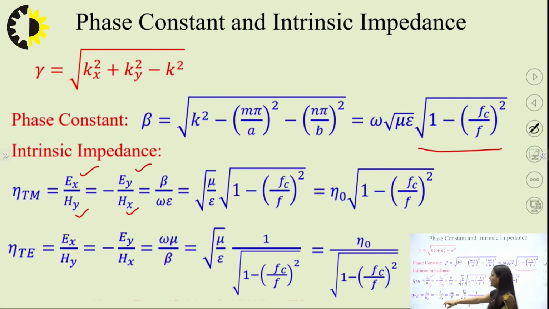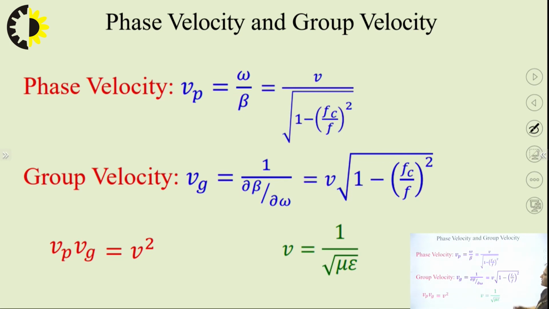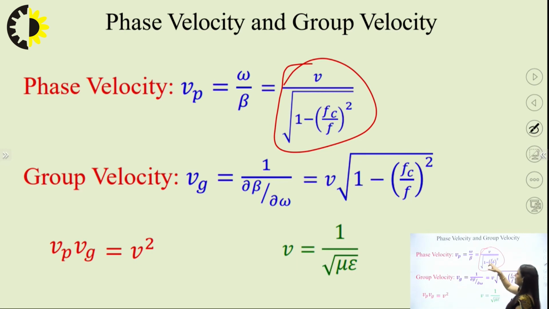This is in the case of TM. In the case of TE, again Ex by Hy or minus Ey by Hx, it comes out to be eta upon under root 1 minus (fc upon f) square. Phase velocity is omega upon beta, so it comes out to be v upon under root 1 minus (fc upon f) square. Group velocity is given as 1 upon del beta upon del omega, so it comes out to be v under root 1 minus (fc by f) square. If I multiply vp into vg, it comes out to be v square. Here v is the speed of light.